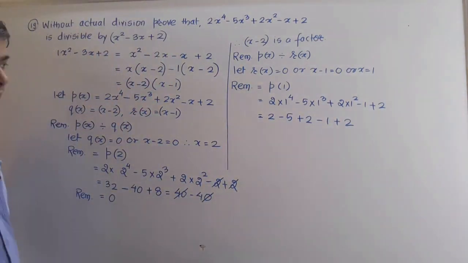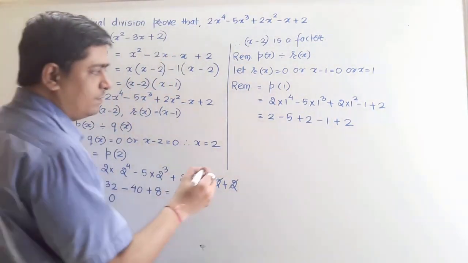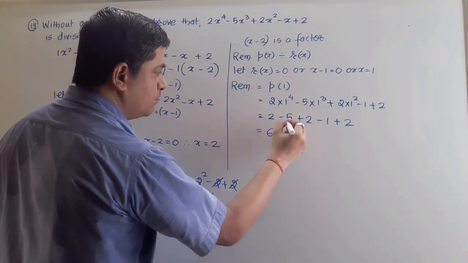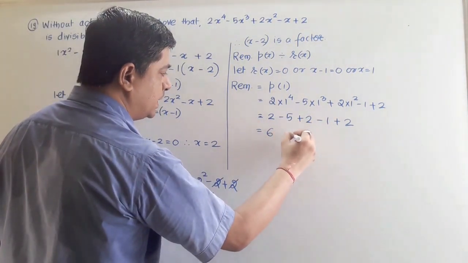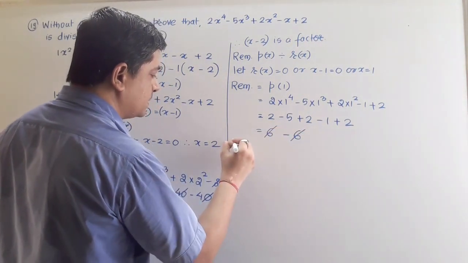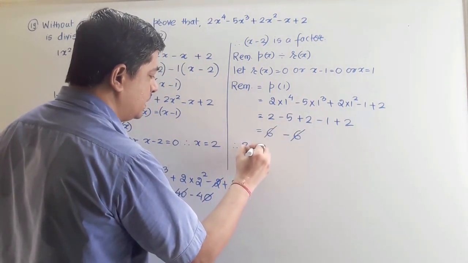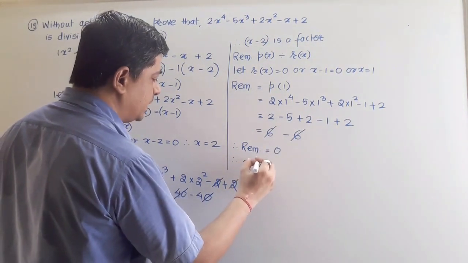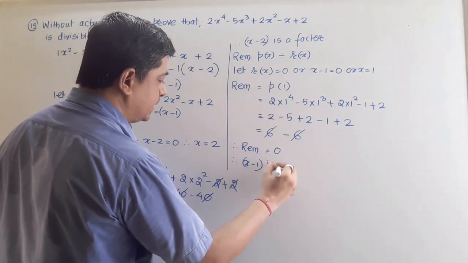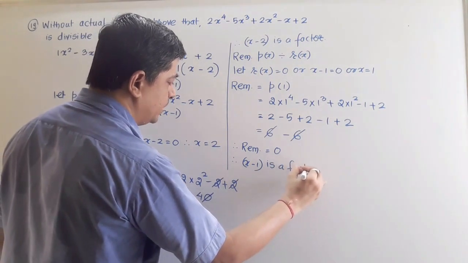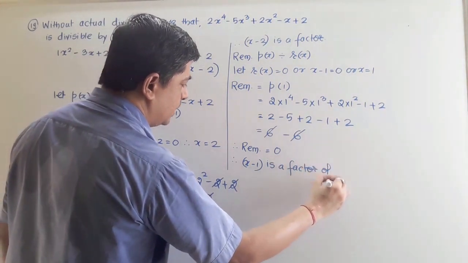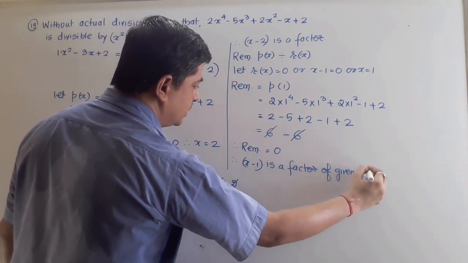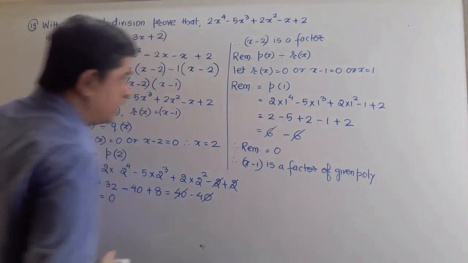Now add all the terms which have the same sign. 2, 2, 2 will become 6, and minus 5 and minus 1 will become minus 6. So minus 6 and plus 6 cancel. We can say here also the remainder is coming 0. Therefore x minus 1 is a factor of the given polynomial. So this is again a lengthy question that we have finished here. Once you can have a look at this question.